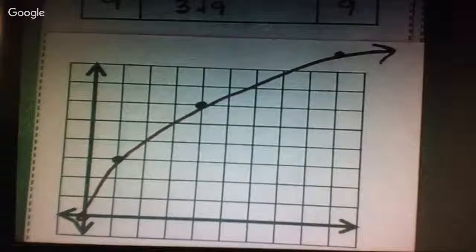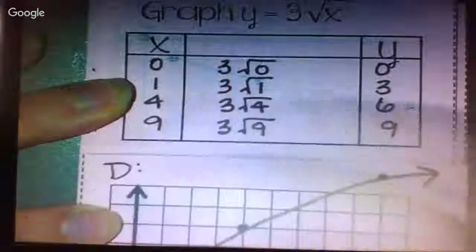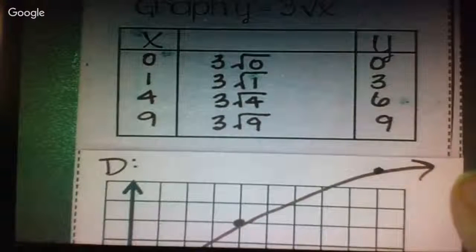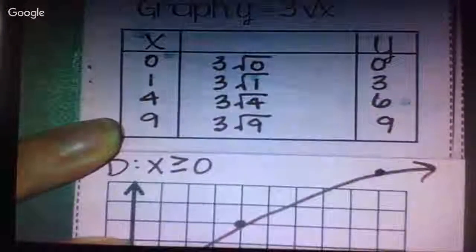You remember fat norm and skinny norm? Okay, this is a vertical stretch. It's getting tall. Just like your quadratic, it does the same thing. What's my domain here? What's my smallest x value? X is greater than or equal to 0, and it's getting bigger or smaller? Bigger. So x is greater than or equal to 0.